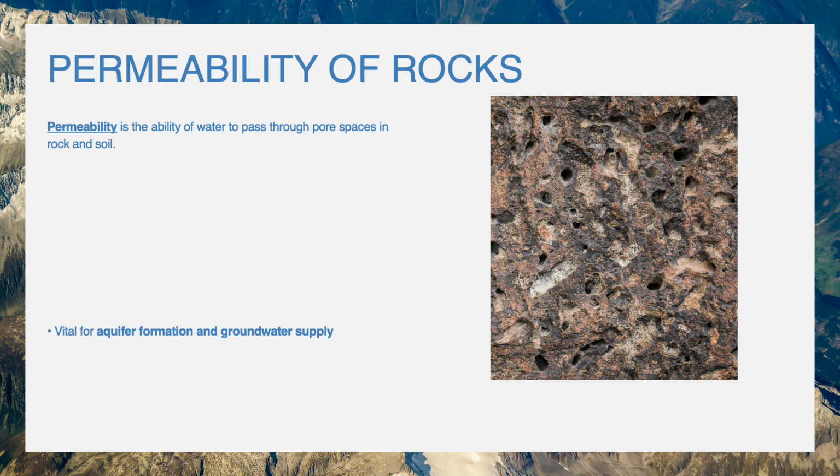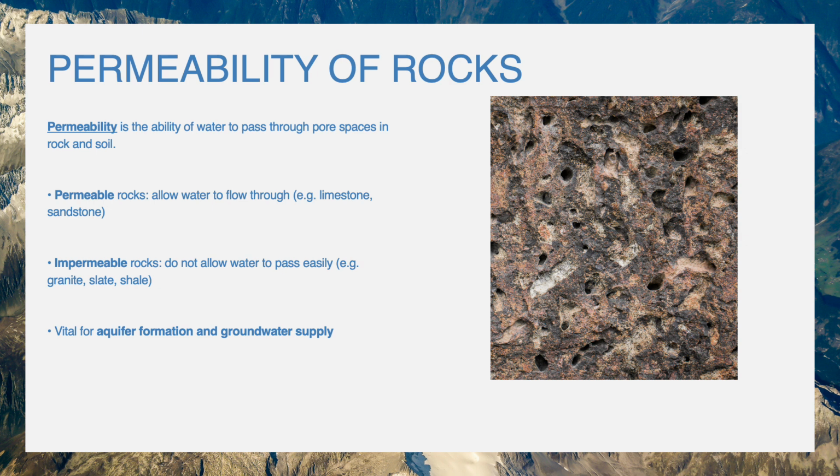Permeability is the ability of water to pass through the pore spaces of rock and soil. Pores are tiny spaces inside the rock or soil. If the spaces are connected, it means that the water can move through and the rock is then called permeable. If the pores are very small or not connected, or the rock is made of tightly packed crystals, water cannot pass through easily and the rock is called impermeable.